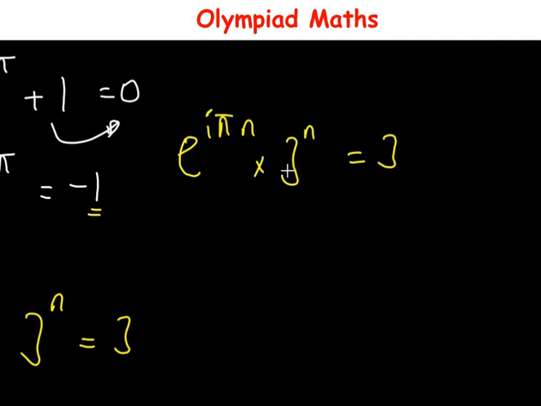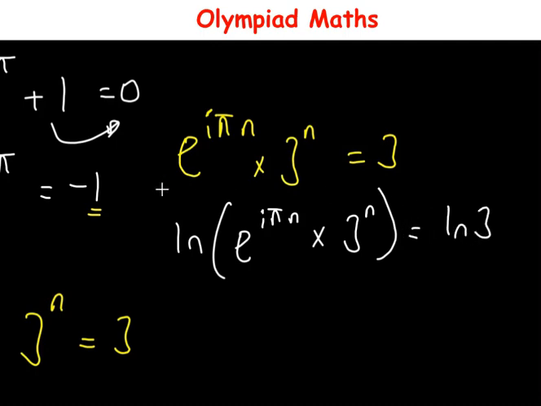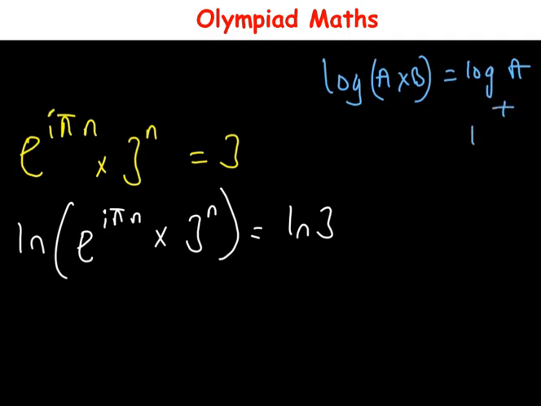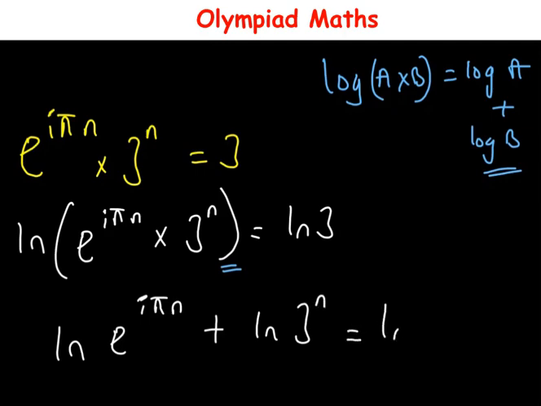Now at this junction, we are going to introduce natural logarithm to this equation. So this becomes ln in brackets e raised to power i times pi n, then times 3 raised to power n, all is equal to ln 3. Such that once we have this, we can apply this rule of logarithm, that if you have a logarithm of a times b, this equals logarithm of a plus log b. Good. So we can apply this right here. Don't forget that we can apply the property of logarithm to natural logarithm, such that this then becomes ln e raised to power i times pi n, then plus ln 3 raised to power n, is equal to ln 3.